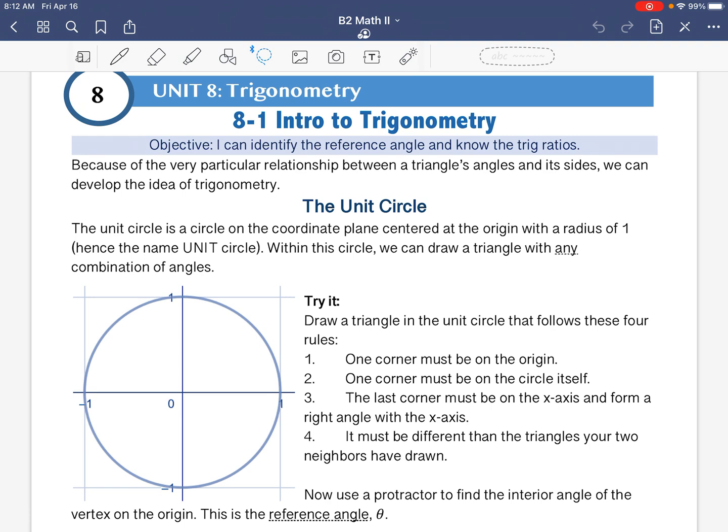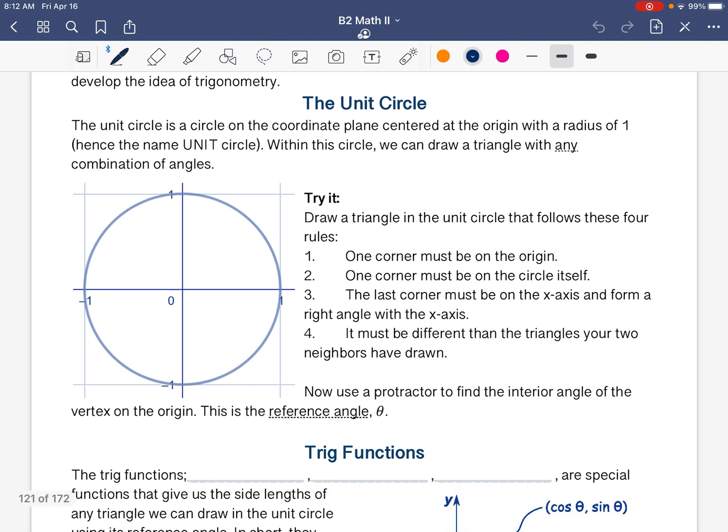And so what I want you to do is just draw a triangle, and it has to follow these rules here. It says one corner must be on the origin, so we'll just make one corner there. And then a second corner has to be on the circle itself. So I'm going to make my corner here. And then the last corner must be on the x-axis to form a right angle with the x-axis. So we have to just make a straight line down from that, and this will be the third point in our triangle. So we've created a right triangle inside of the unit circle.